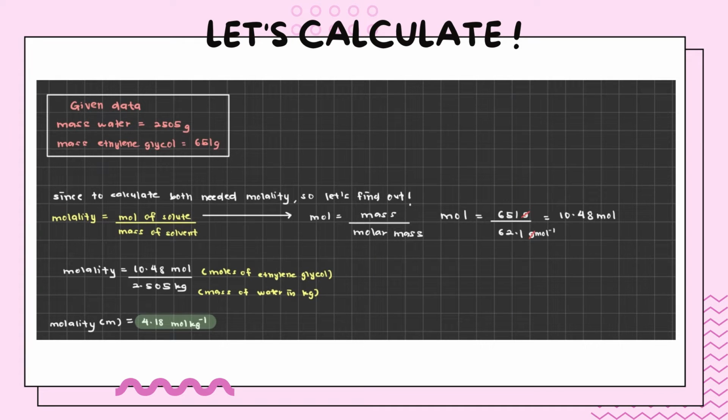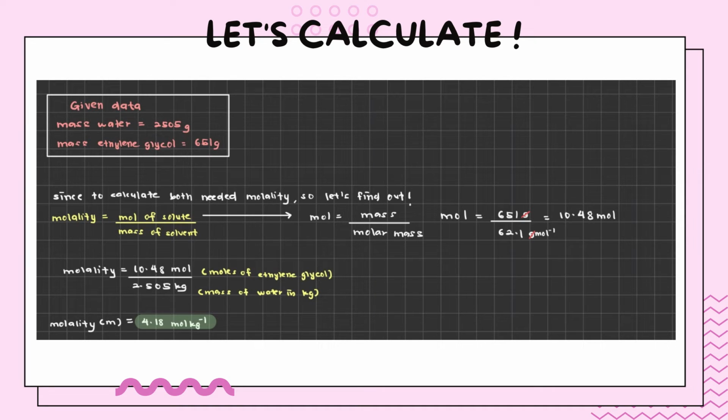So how to search for molality? It is easy, which is mole of solute over the mass of solvent. We don't know the mole of solute first, so we have to find the mole first. To calculate mole, we have to divide mass by molar mass. Since we have the mass of ethylene glycol, which is 651 gram, we divide by the molar mass, which is 62.1 gram per mole. And then we will get the answer 10.48 mole.